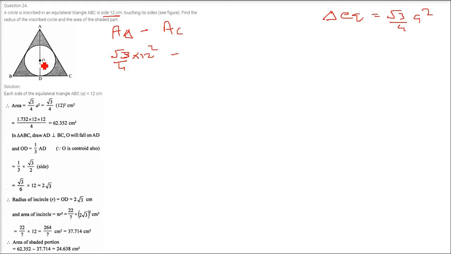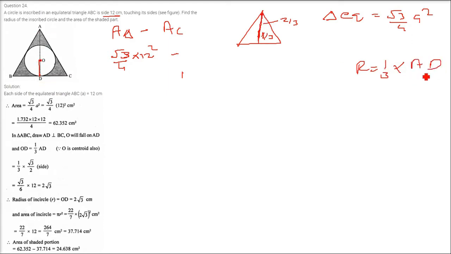Because O is touching, meaning we have made a circle which is touching all the sides, this point is called the centroid, and there is a property. The property is, if you drop a perpendicular from A to this D, and this is the centroid, it divides the line in a 1:3 ratio. So this part will be 1/3, and this part will be 2/3. So this is nothing but the radius only. So the radius will be 1/3 of this AD.